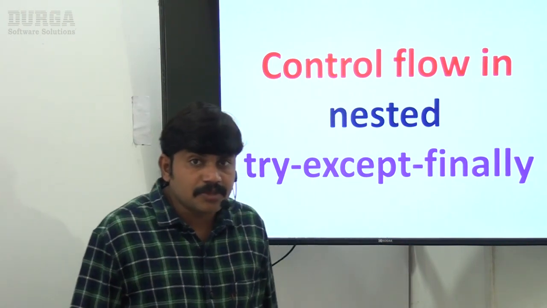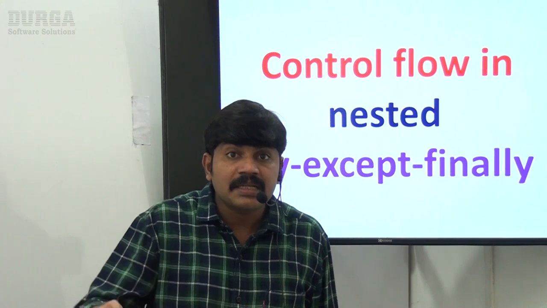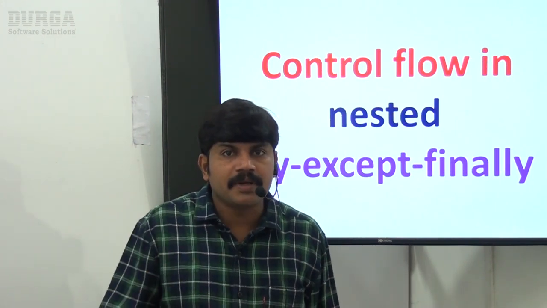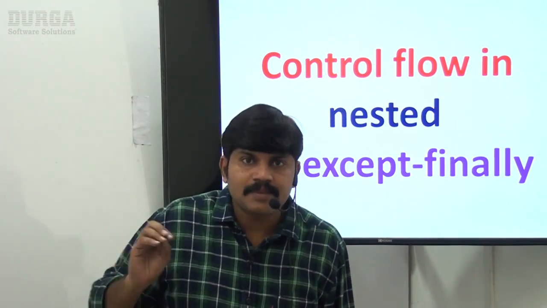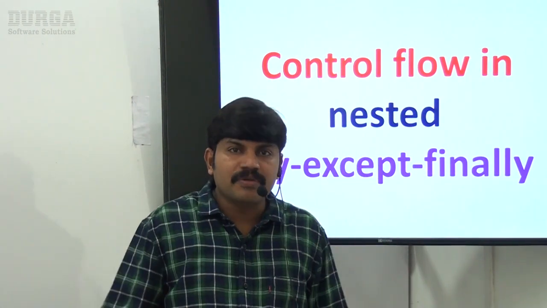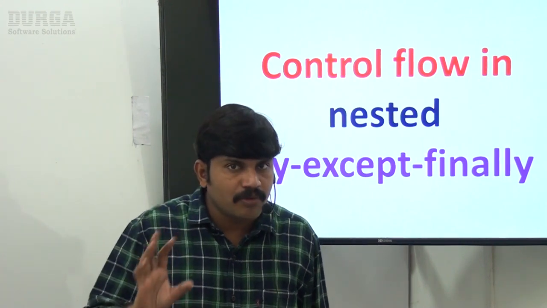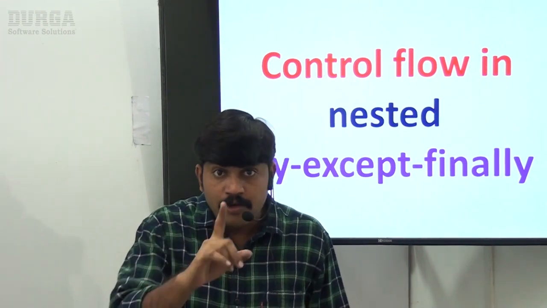If an exception rises inside the outer try block, what will happen? Inside the inner try block, what will happen? Inside the inner except block, what will happen? Almost around 14 cases we are going to discuss with a good example. All your doubts related to control flow of exception handling will be resolved.